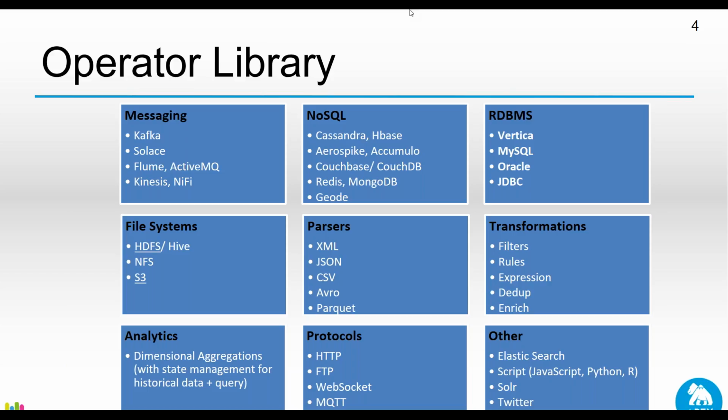Dedup is what we'll look into in a little bit of detail today. Any kind of dimensional computation that you could think of, any kind of WebSocket based reading of data, and other things such as Elasticsearch. So these are some 300, 400 odd operators, and there are around 50, 60 operators which you could practically take into a production environment.